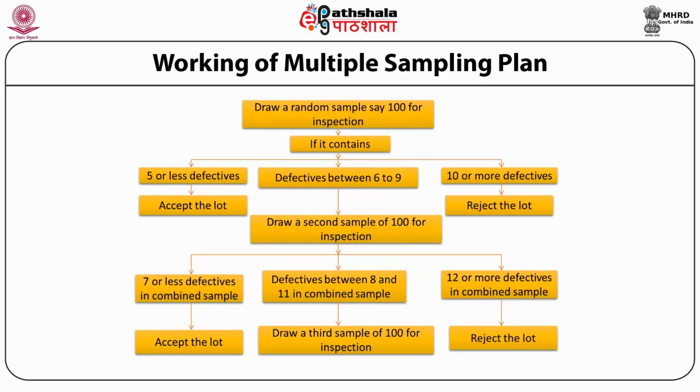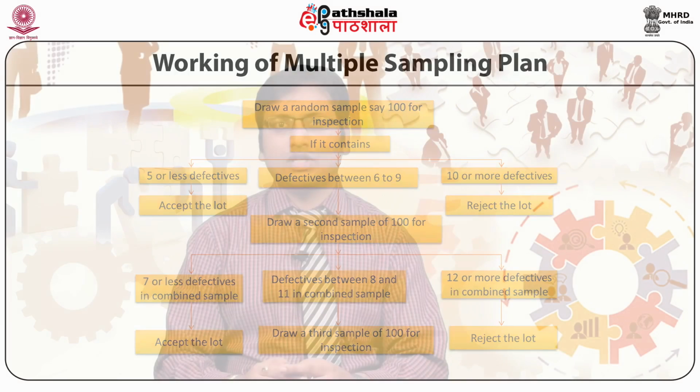With defectives between 8 and 11 in the combined sample, draw a third sample of 100 for inspection. If there are 14 or fewer defectives in the combined sample, accept the lot. With defectives between 15 and 18 in the combined sample, draw a fourth sample of 100 for inspection. And with 12 or more defectives in the combined sample, reject the lot.